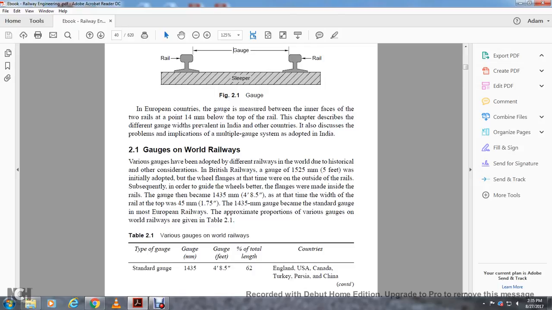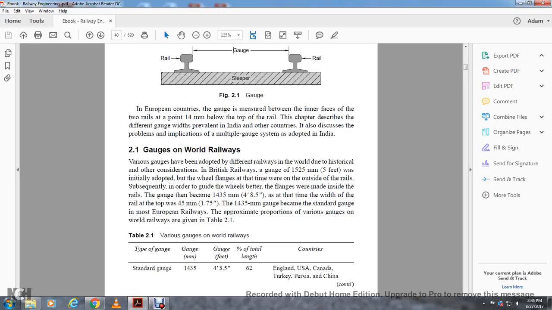Various gauges have been adopted by the different railways of the world due to historical and other considerations. On British Railways, the gauge was 1,525 millimeters, or 5 feet, initially adapted to wheel flanges at the time of the outside rails. Subsequently, in order to guide the wheels better, flanges were made inside the rails. The gauge then became 1,435 millimeters, or 4 foot 8.5 inches.